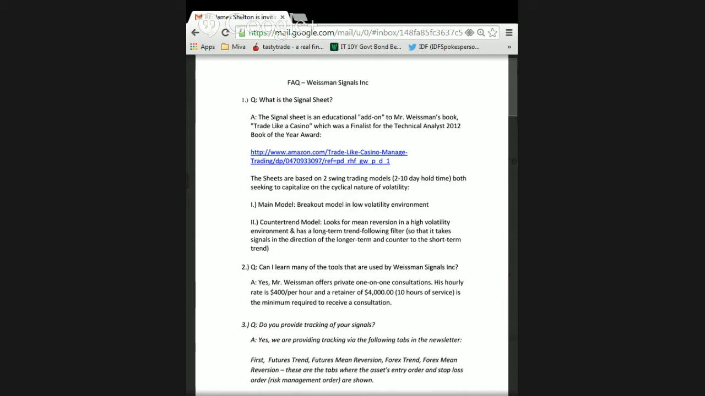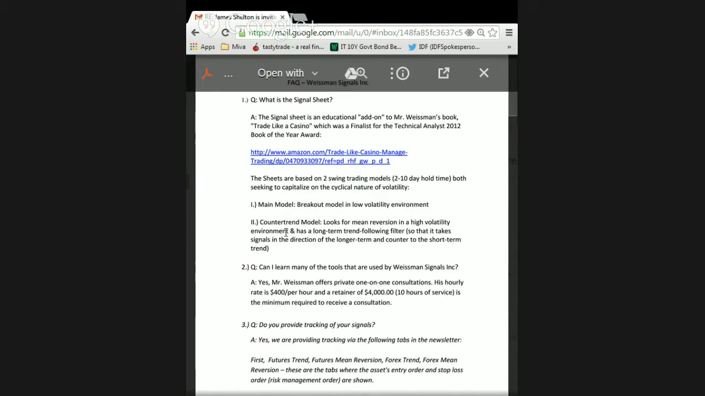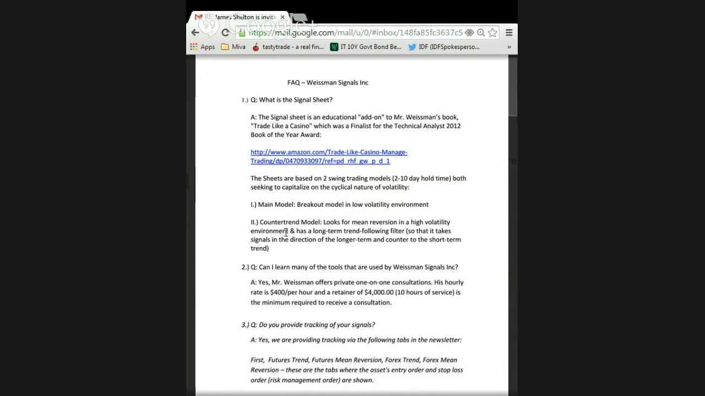That means when something gets too overbought or too oversold, that it's going to revert to the value area or the middle of the recent price range. Just like a rubber band, when you stretch it too far, unless it breaks, it's going to bounce right back to its normal level. Okay. Yeah. So essentially, the signal sheet is a comprehensive method to categorize two separate methods of market behavior. Yes, right. Excellent. Can I learn many of the tools that are used by Weissman Signals Incorporated?